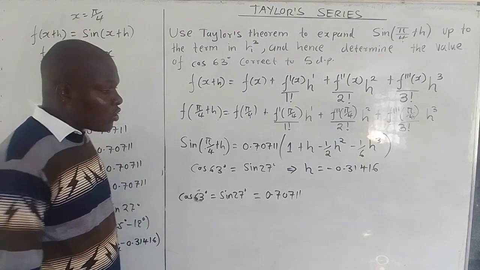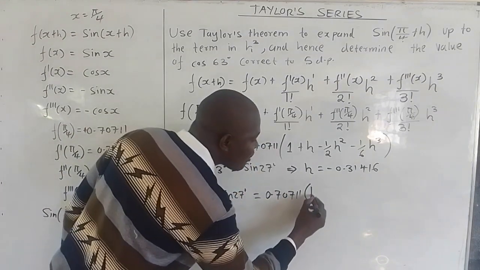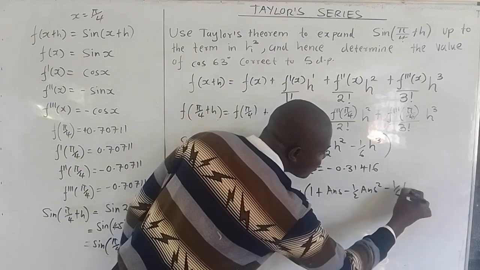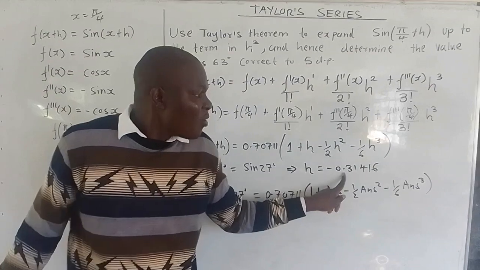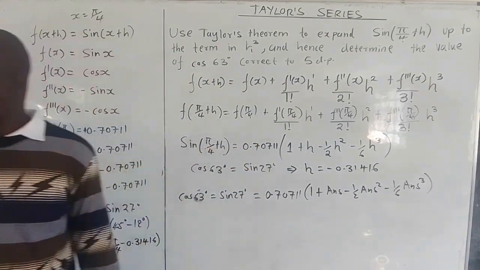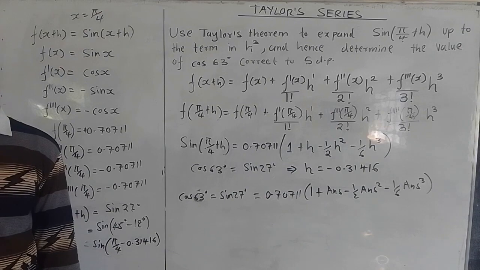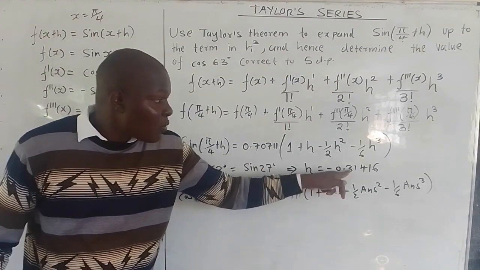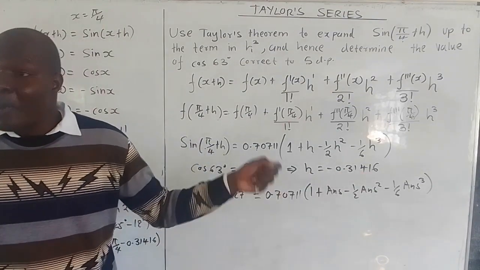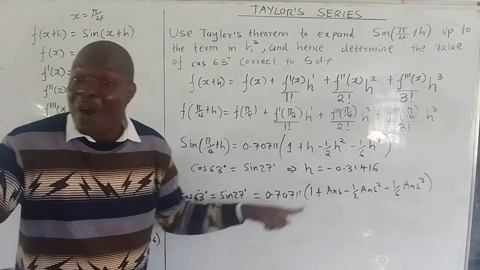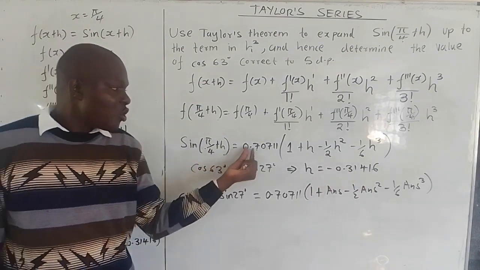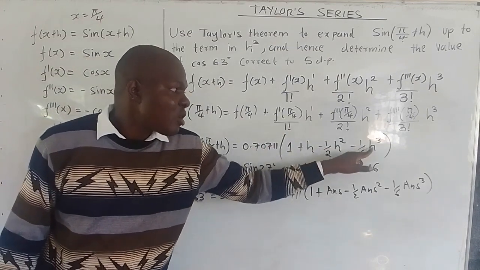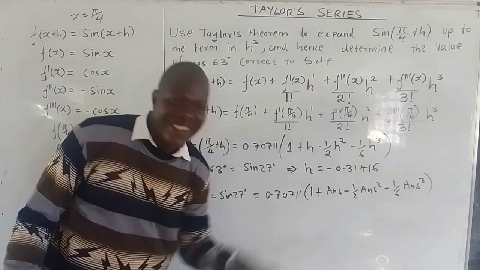Are we together? So here we have 0.7011 in bracket, 1 plus answer, minus a half answer squared, minus 1 over 6 answer cubed. Because the value of h is already the answer in the calculator. Are you seeing what I've done? Yes. The value of h is already the answer in your calculator because you pressed negative 0.31416 equals. The moment you press the equals sign, it displays it, h is now the answer. So when you are substituting, you have 0.7011 in bracket, 1 plus answer, minus half answer squared, minus 1 over 6 answer cubed. Because your answer is this.